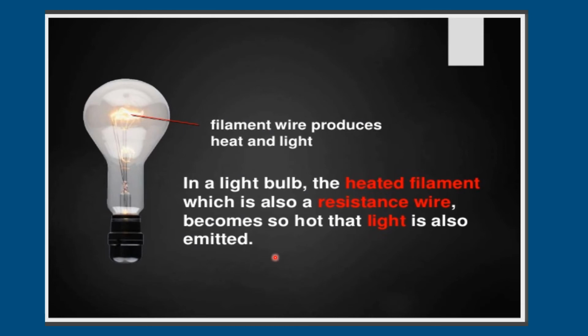So here is the example bulb, which contains a filament, which is a thin tungsten wire, producing heat and light. In a light bulb, the heated filament, which is also a resistance wire, becomes so hot that light is also emitted. So this tungsten is a metal which is also a resistance wire, meaning it has resistance, but its resistance is so high that it becomes hot and emits light.